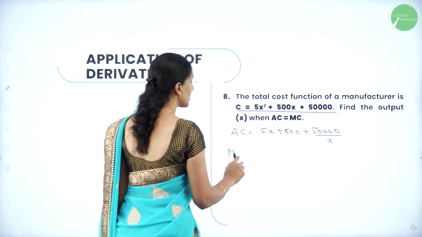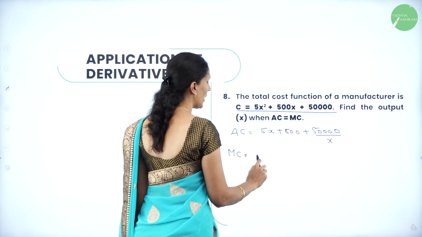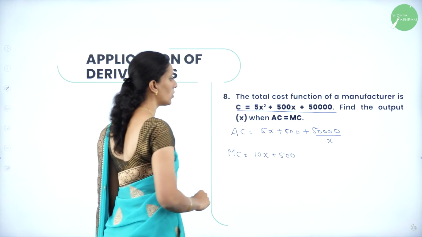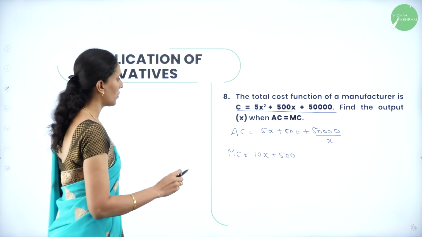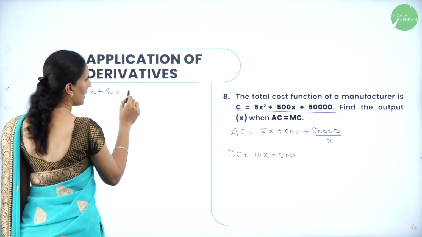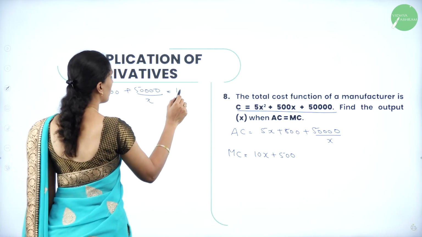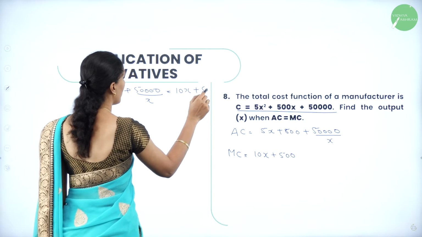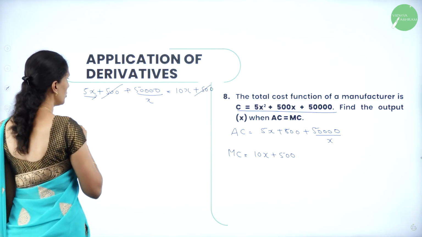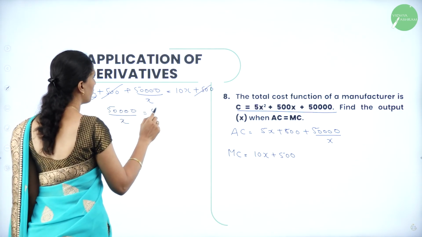Next, marginal cost is the derivative of this function. So x square gives 2x. So it is 10x plus 500. Now I need to substitute AC is equal to MC. That means 5x plus 500 plus 50,000 divided by x is equal to 10x plus 500. I can cancel 500 on both sides. Shift this. You will get 50,000 by x is equal to 5x.